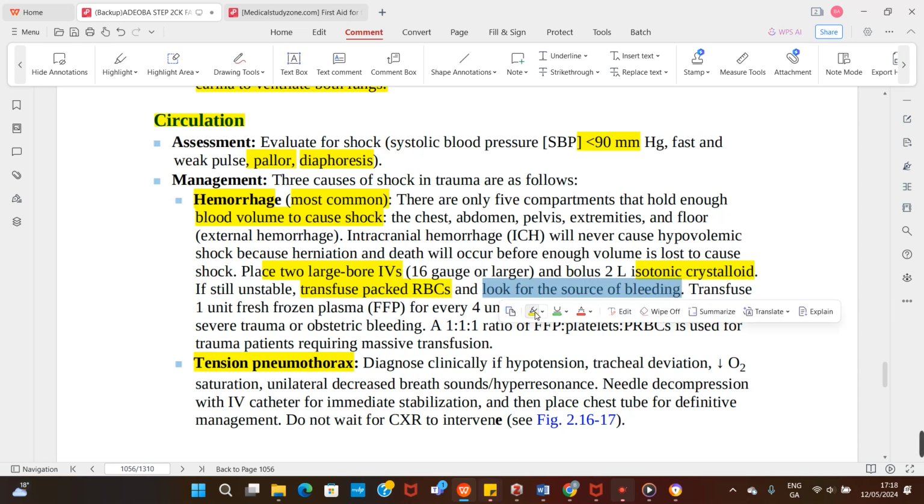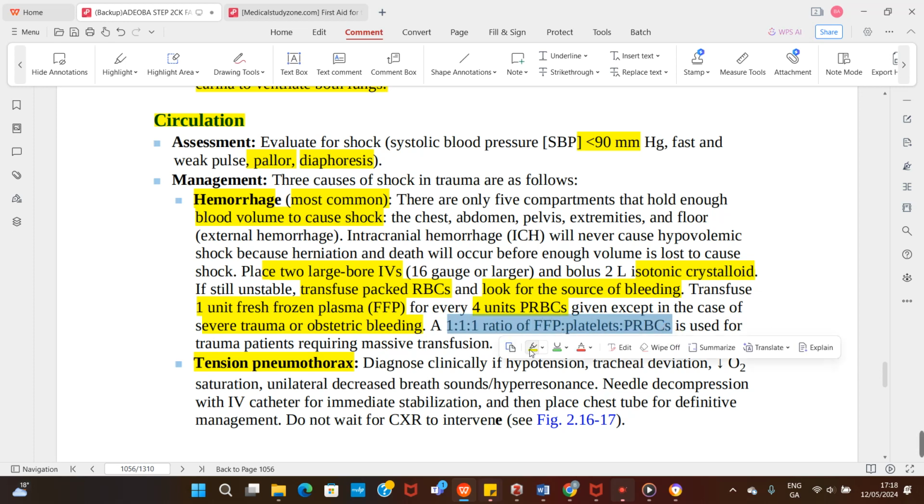Ideally, after you have given 4 units of packed red blood cells, you have to give 1 unit of FFP, or else you are dealing with severe trauma with massive blood loss, or a patient with obstetric bleeding. In that situation, you have to do a 1:1:1 ratio of transfusion. Because in patients with obstetric bleeding, in patients with trauma who are having massive bleeding, they are losing like whole blood, right?